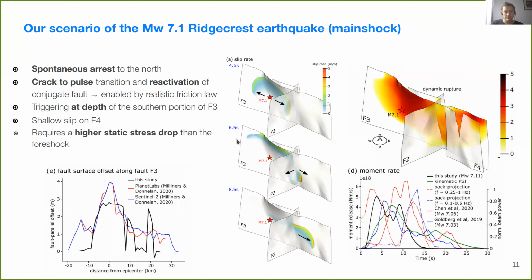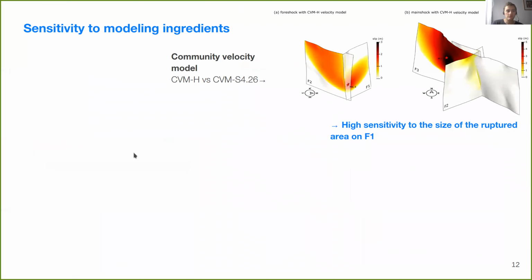Quite interestingly, our rupture captures crack to pulse transition and also the activation of the fault F2, which might be enabled by the realistic friction law that we account for. We are also able to capture the shallow slip on F4, which is the fault parallel to F3, and it requires a slightly higher static stress drop than the foreshock. So using this base model, we can try to study the sensitivity to modeling assumptions.